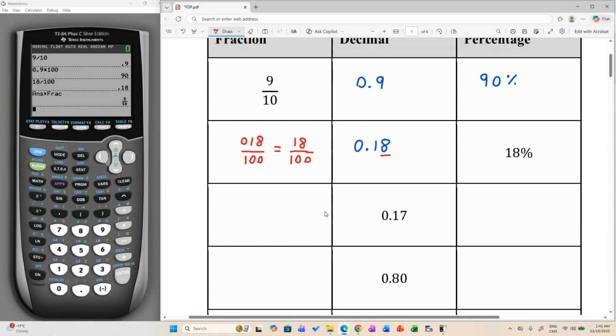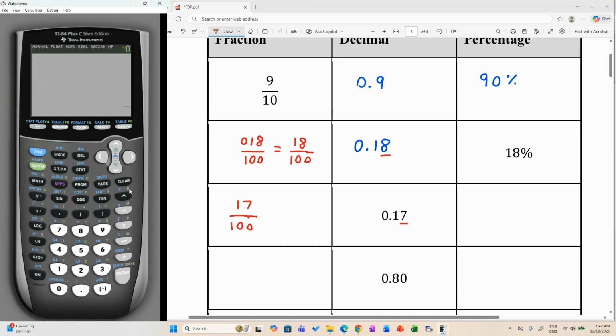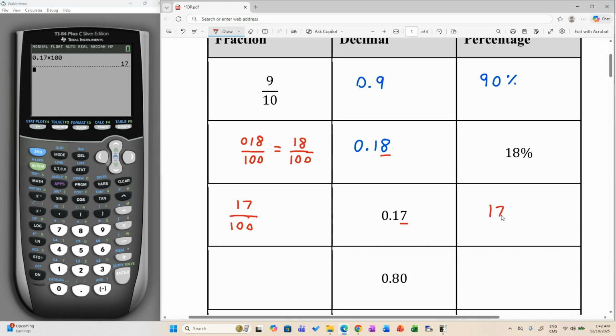Now, moving on. I have 0.17 here. Same idea. If I want to change this to a fraction, I look at the 7. That's in the hundredths place. Hence, I'm over 100. And I would simply put in 17. So 17 over 100 here. Now, if I were to convert 0.17 to a percent, I can simply type in 0.17, multiply it by 100, get an answer, which is 17, and then just add the percent symbol. And then I'm done.